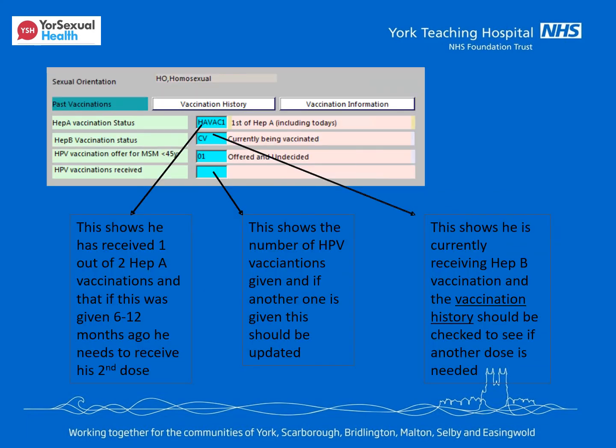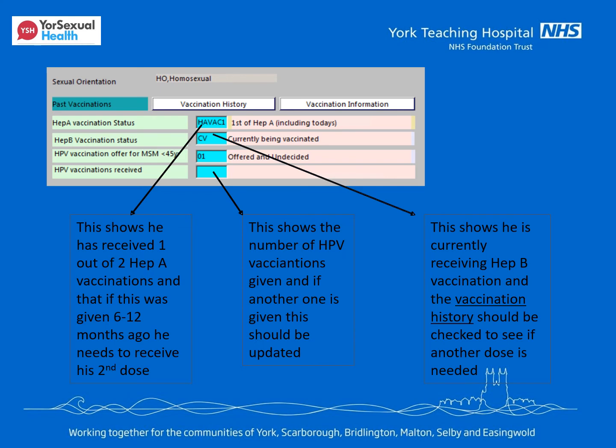So this is again looking at the summary slide on the management page, and this will show you that this patient has had their first hepatitis A vaccination, and you could check in the vaccination history to see whether they're due their next one, i.e. is it 6 to 12 months after the first, and if so, give it and change that to second dose. It shows that they are currently being vaccinated for hepatitis B. And again, you can see where they are in the stage of their vaccination process, looking at the history.